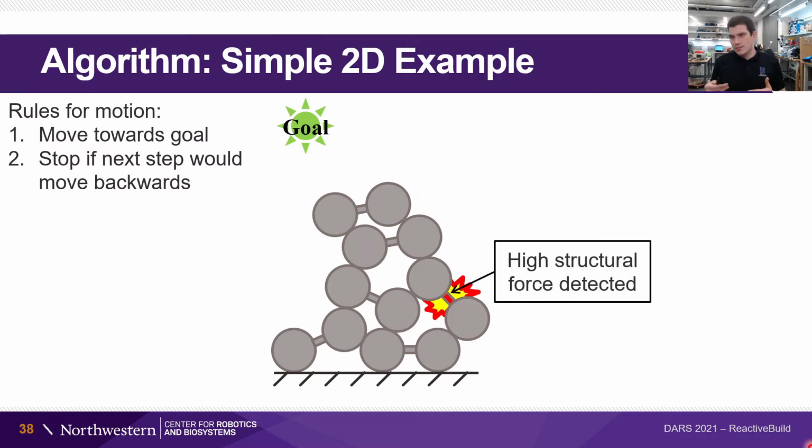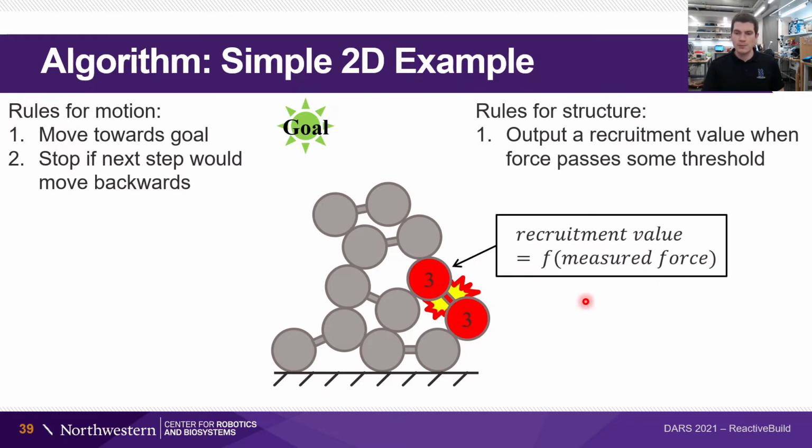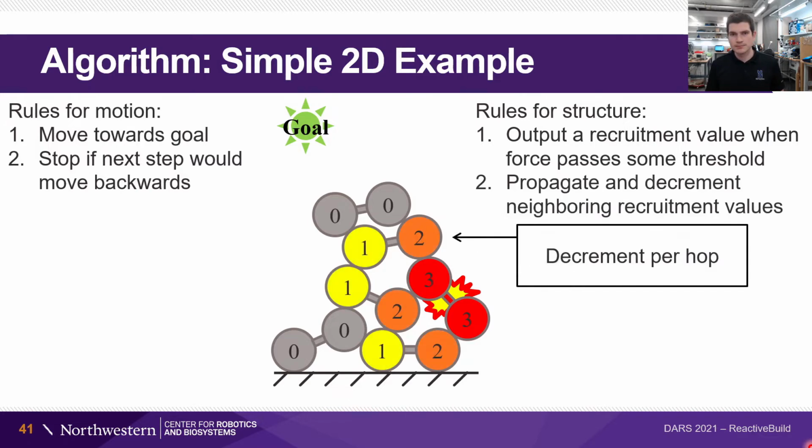Now let us say that the addition of this robot has resulted in increased structural stresses down here, and this robot has detected them. Well, it is going to start recruiting structural reinforcement. We'll talk about the relationship between recruitment value and the measured force, but for now, just know that it's monotonic. So this one has detected the force, and so it must output a recruitment value. Every single robot actually has this recruitment value, but by default it is 0, meaning that it is not recruiting. Any neighboring robots that see a neighbor with a recruitment value will propagate and decrement this signal.